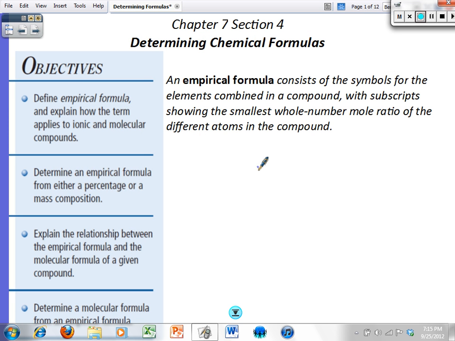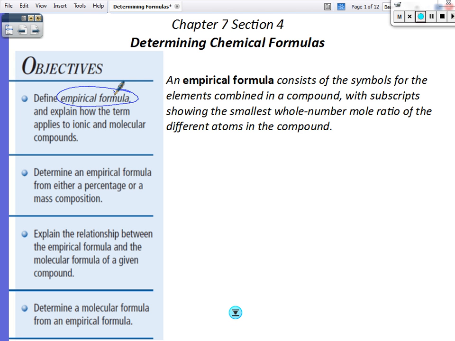Okay, Chapter 7, Section 4 is all about determining chemical formulas, and more specifically, empirical formulas and molecular formulas. And the last bit we're going to ask you is, well, first we're going to ask you to determine them, and then be able to tell us the relationship between them and why it's so important.